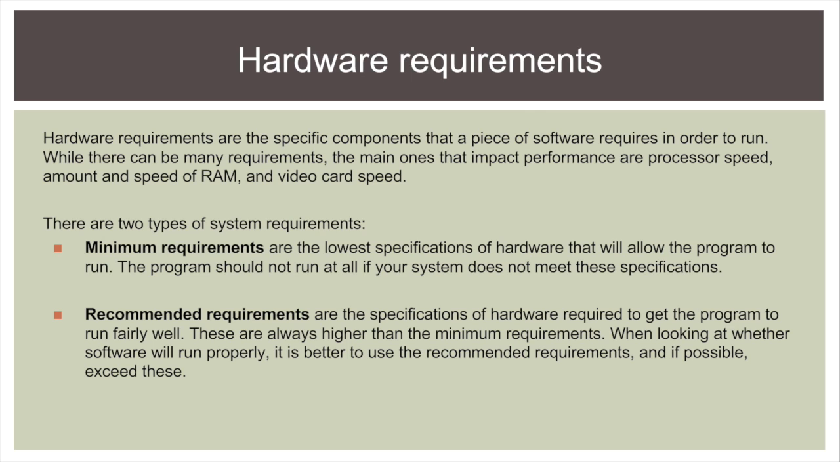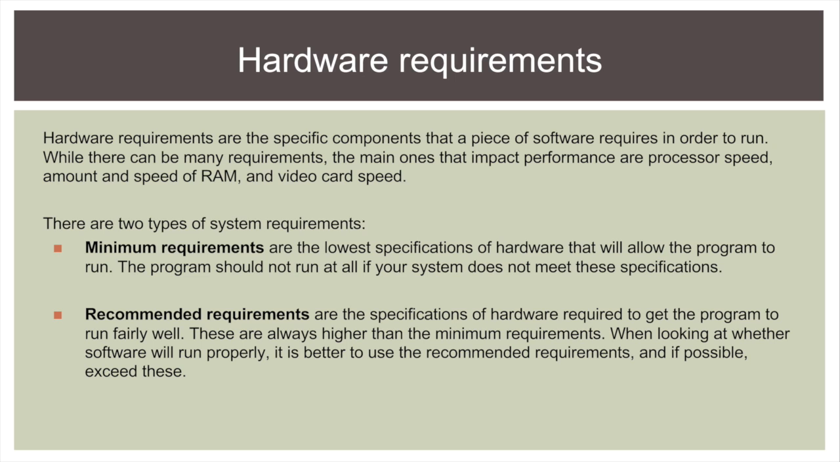So, hardware requirements are the specific components that a piece of software requires in order to run. While there can be many requirements, the main ones that impact performance are processor speed and power, the amount and the speed of RAM, and video card speed. There are two types of system requirements that are generally listed on a piece of software. We have minimum requirements, which are the lowest specifications of hardware that allow the program to run. Your program will not run if it does not meet these specifications.